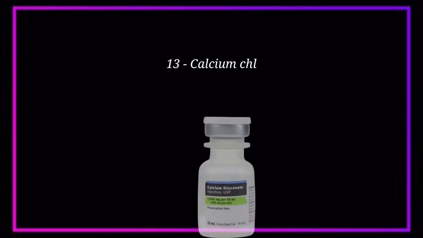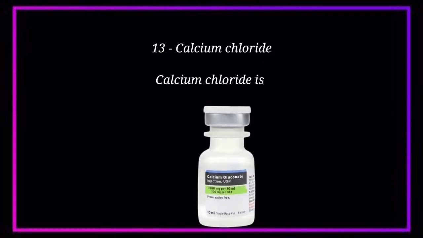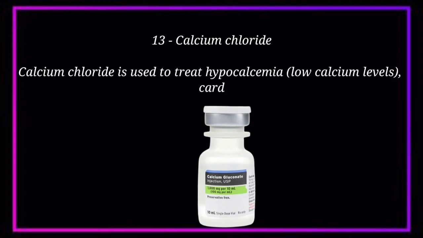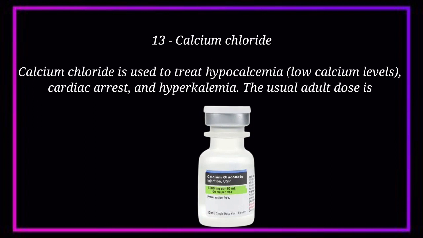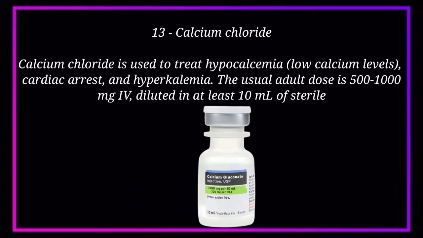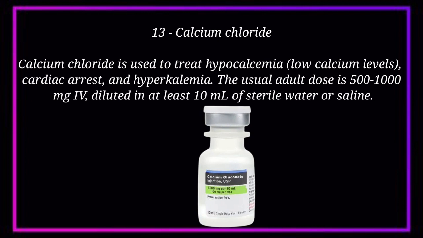Number 13. Calcium chloride. Calcium chloride is used to treat hypocalcemia, low calcium levels, cardiac arrest, and hyperkalemia. The usual adult dose is 500-1000 mg IV, diluted in at least 10 ml of sterile water or saline.